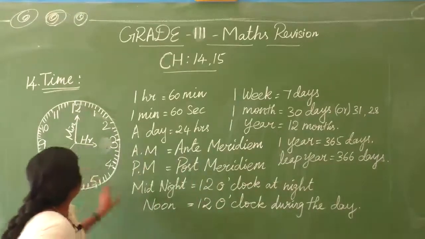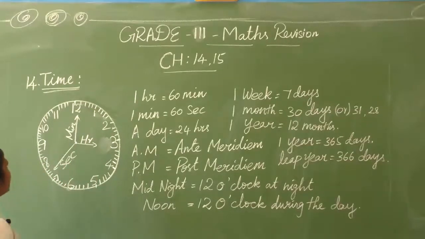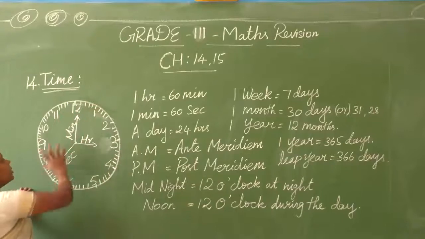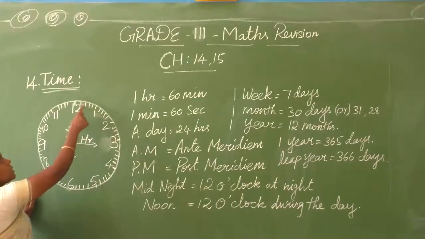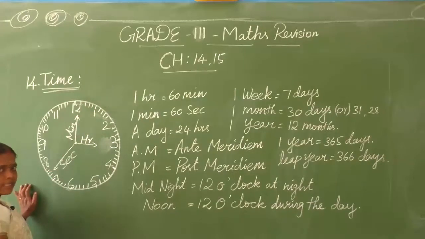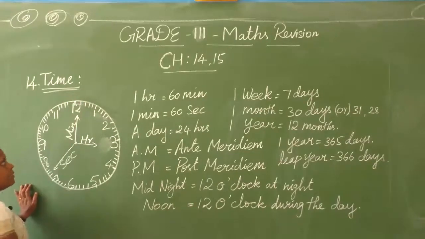See here, if you consider this, it is a clock I drew here. In this clock, there are 12 numbers marked. Between two numbers, 5 small lines are marked, and each line is called a minute. Clear what I am trying to tell here?